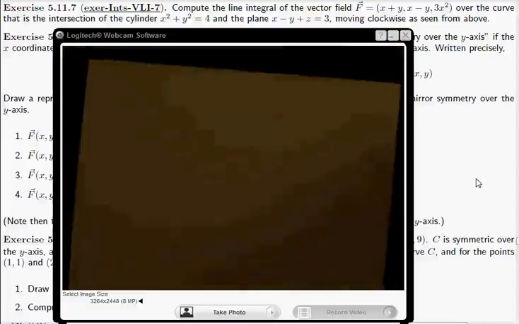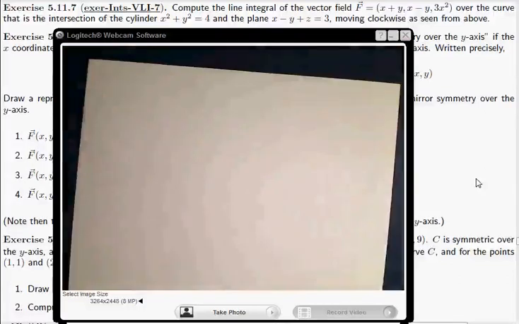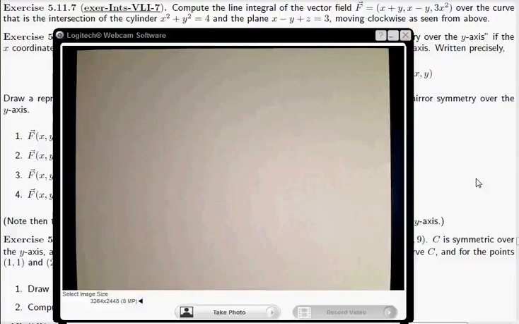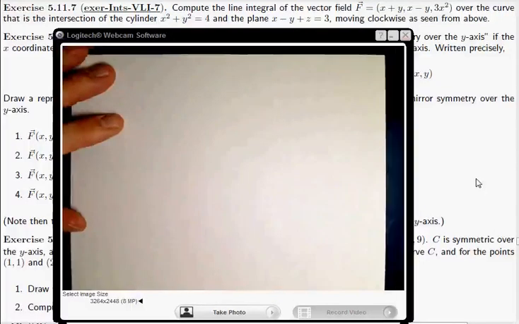Okay, number 7, VLI 7. So this is a matter of parameterizing the curve and plugging into the formula, right? And so the trickiest part of this problem is parameterizing the curve. So let's try to draw a picture of it.